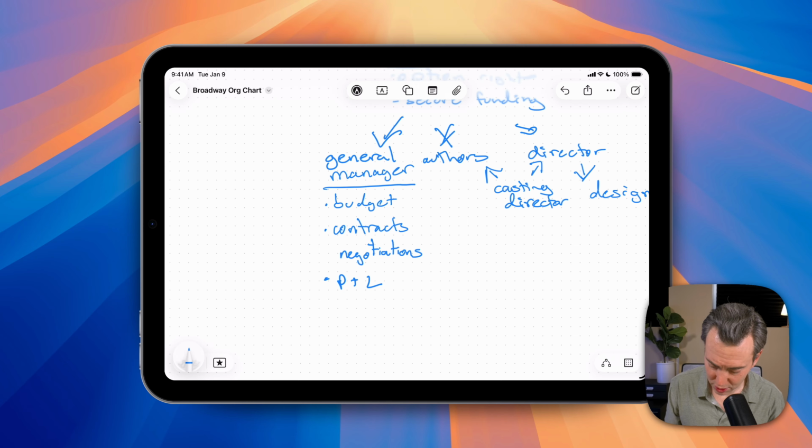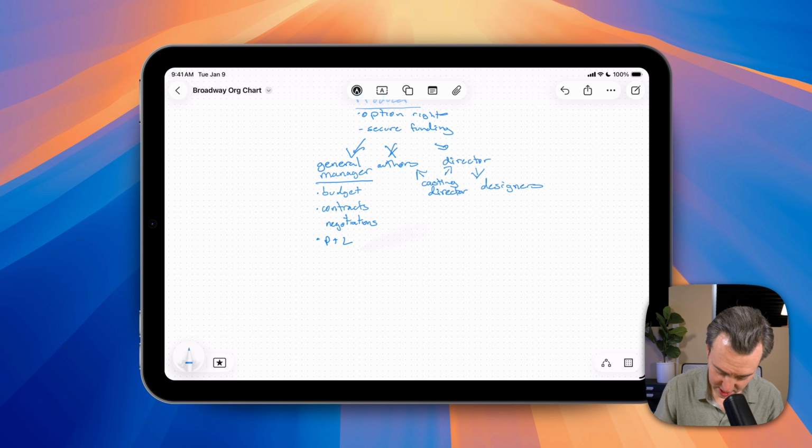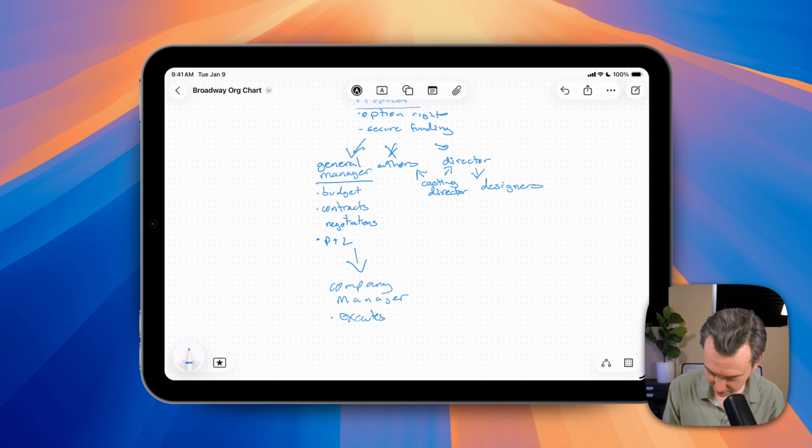Now, let's talk about who reports into the general manager. So most obviously, we have your company manager. And this is the person who, or team of people, who executes on the budget. They run payroll. And they liaise between everything that happens at the theater and the general manager.